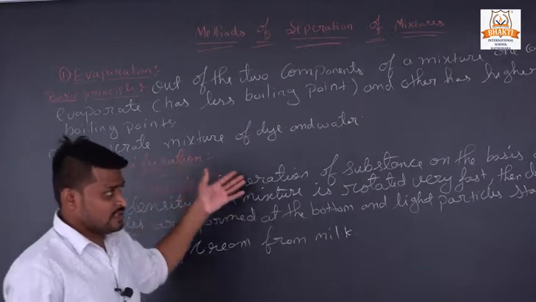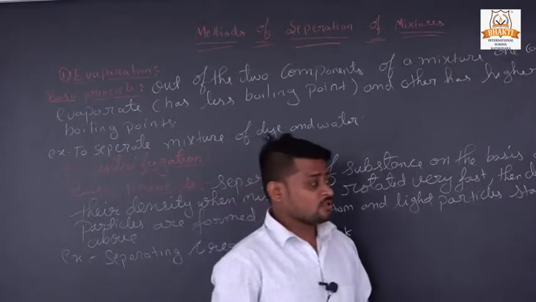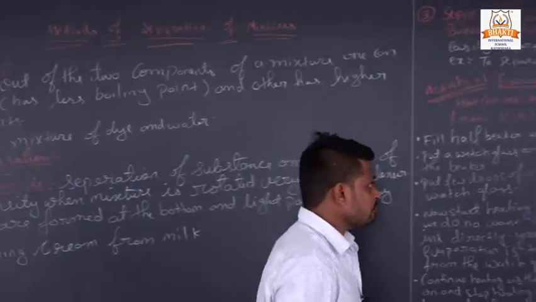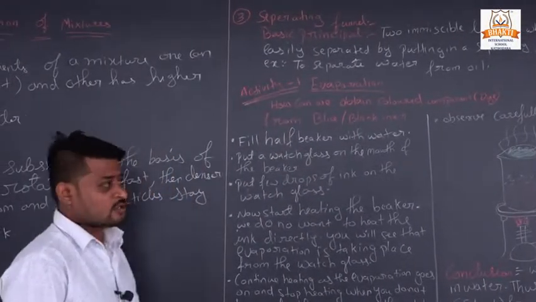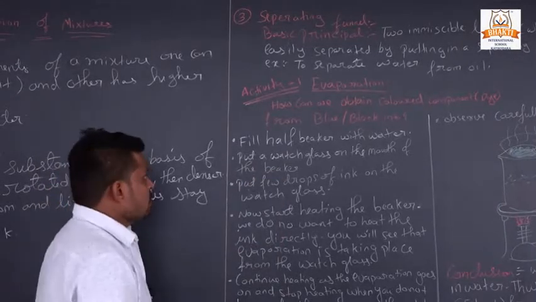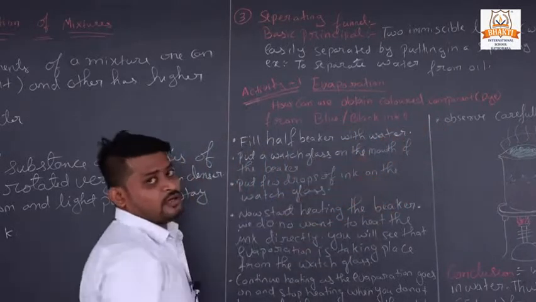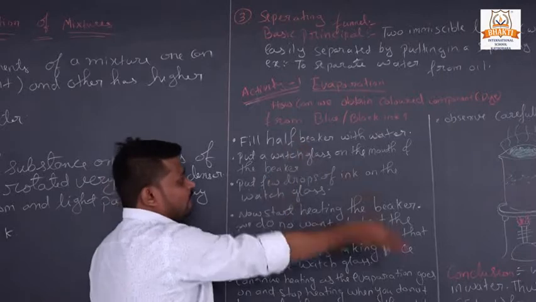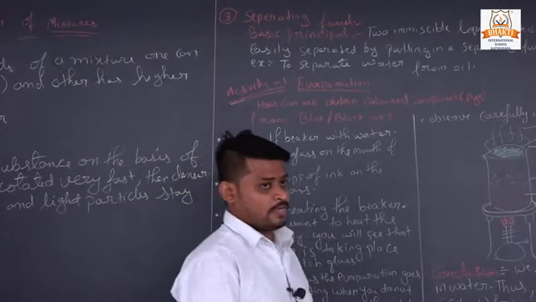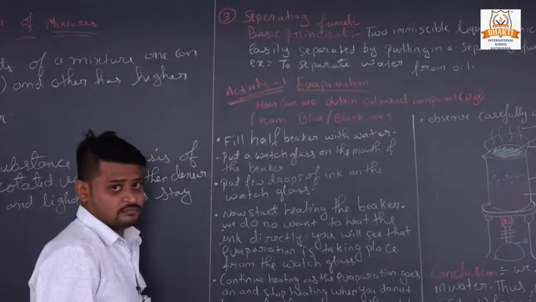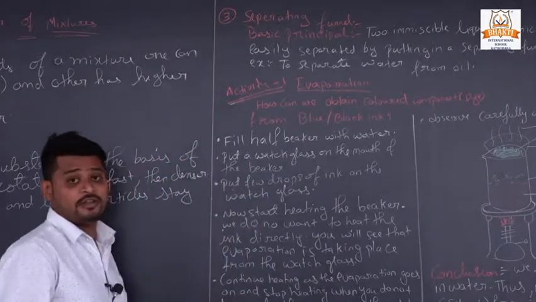So we will see one activity based on evaporation, to see how evaporation separates. This is activity 1 that is already given in your NCERT textbook. How can we obtain the colored component? For the colored component, we take any dye, blue, black, green, any dye. Then we will see how water is separated from the dye with the method of evaporation.